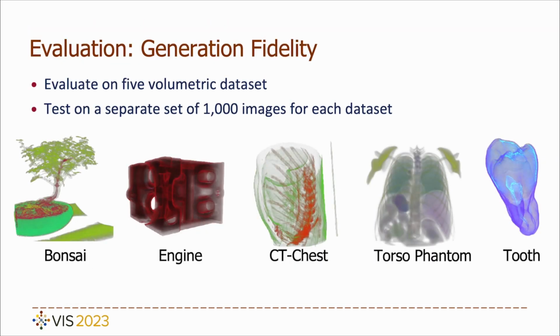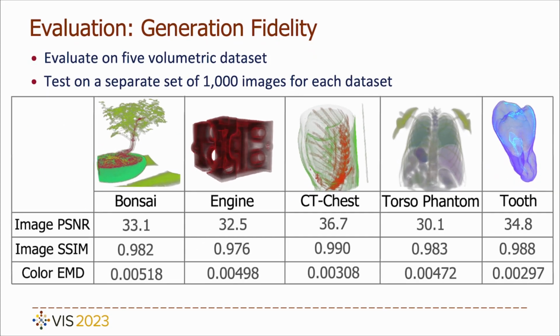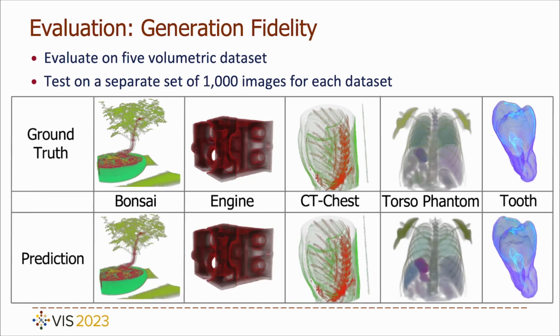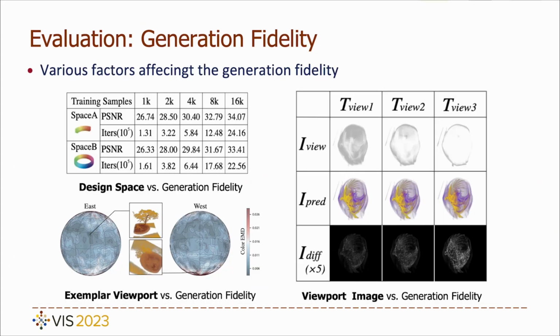We evaluated the generation fidelity of our approach on 5 test datasets. The quantitative metrics indicate that overall our architectures can successfully perform the imitation task. The qualitative results also confirm this. We also conduct a series of experiments to investigate how different factors affect the generation fidelity. Please check out our papers for more details on this.